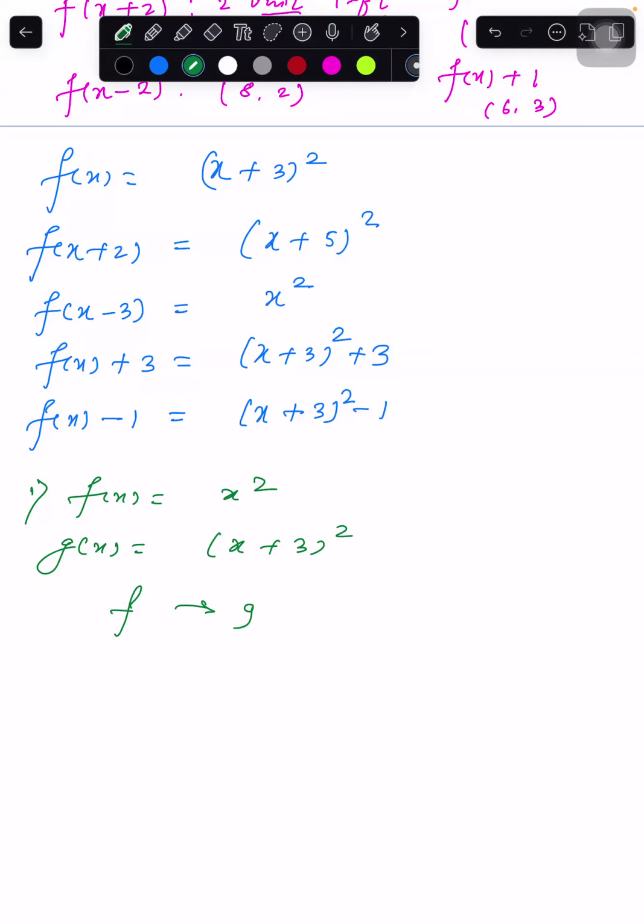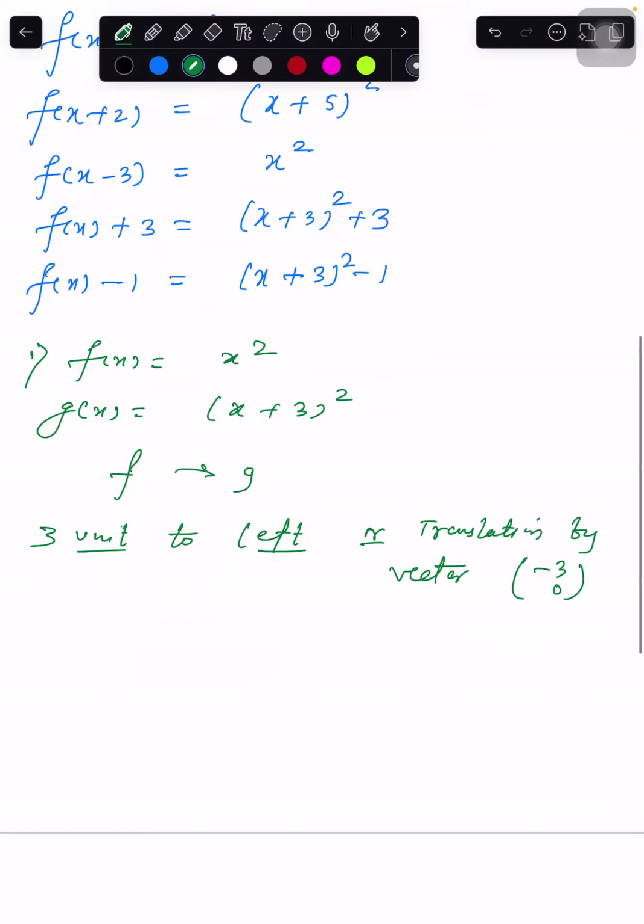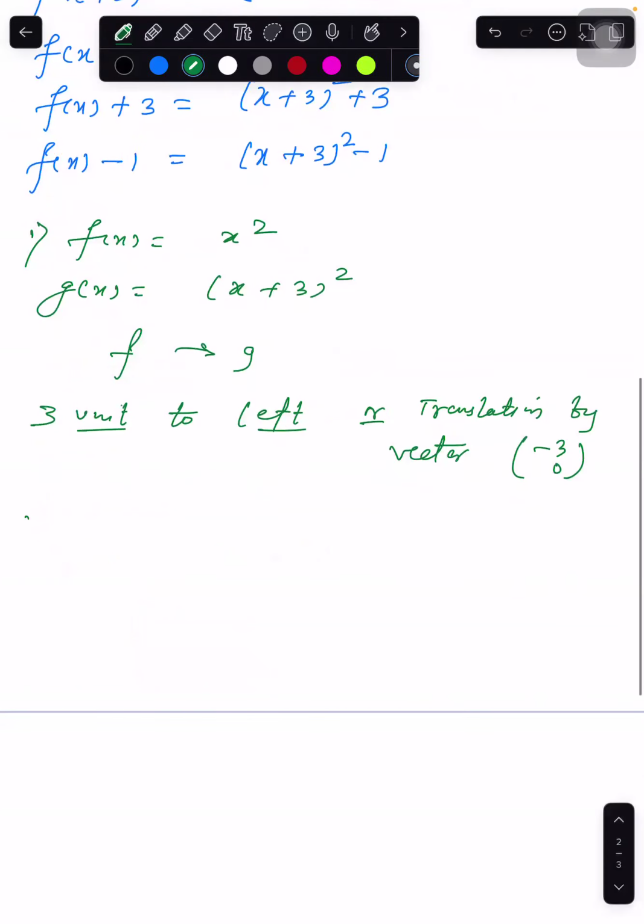f of x plus 3. So what is it? Name it, verbal method. It's moving 3 units to the left. So it's a horizontal translation, 3 units to the left, or I can say translation by vector -3 and 0. Do you agree? Yeah.